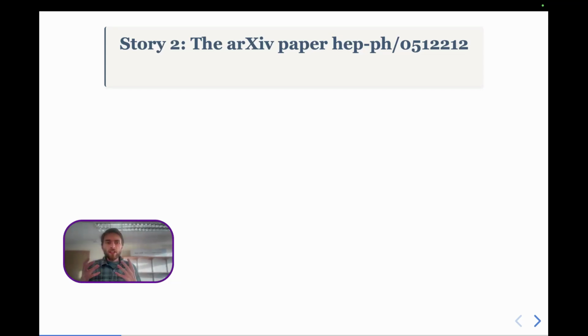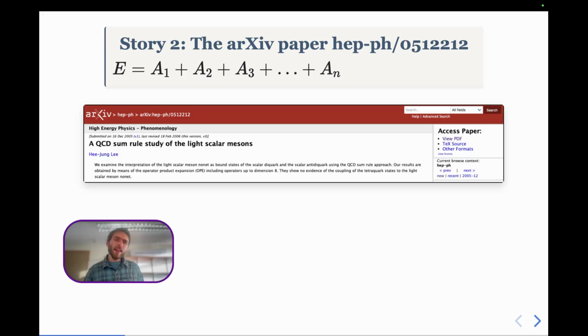This paper was published on the arXiv. The arXiv is something called a preprint server. So this is where academics put papers before they go to a journal and before they go to peer review. The paper in question is hep-ph 0512222. Doesn't matter what that is. You don't really need to know the content of this paper. But it is this paper here, a QCD summary study of light scalar mesons by Hee-Jung Lee.